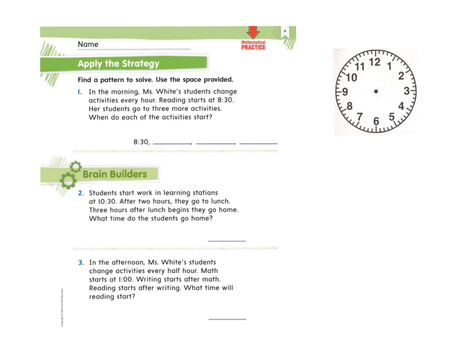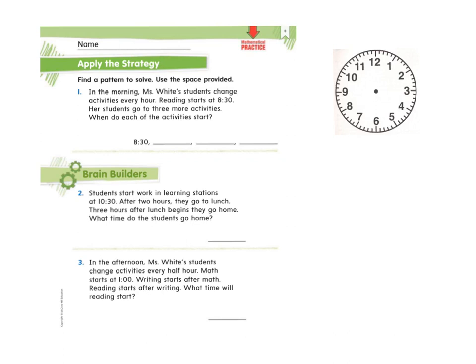So I'm going to pick this little finger guide to help us today. This first problem says, in the morning, Miss White's students change activities every hour. Reading starts at 8:30. Her students go to 3 more activities. When do each of the activities start? So the first thing I'm going to do is, I don't remember if the hour hand was blue or the minute hand was blue whenever we did this before, but that's okay.